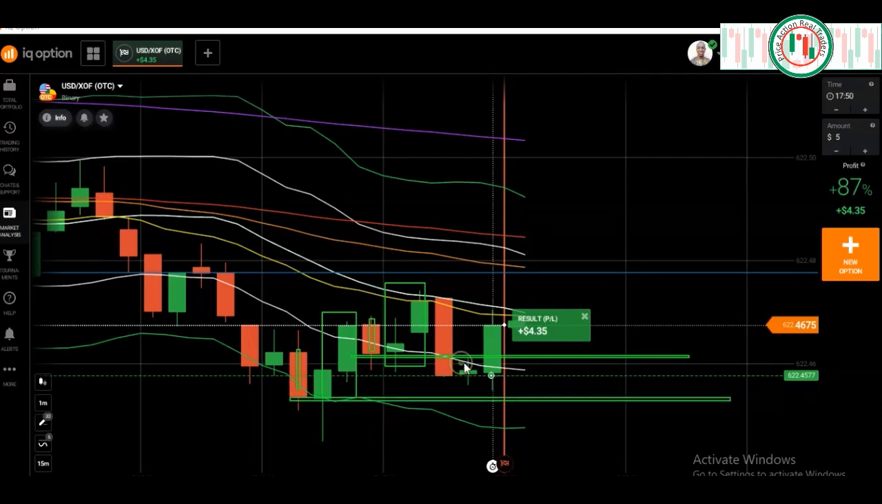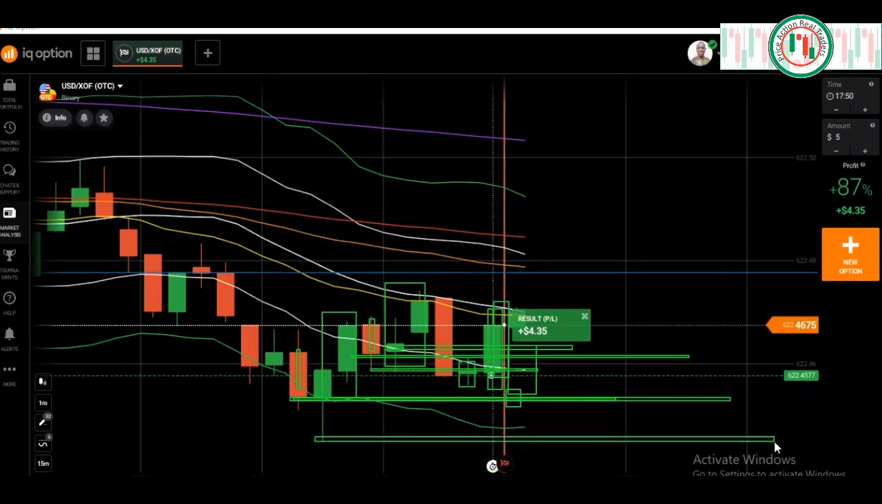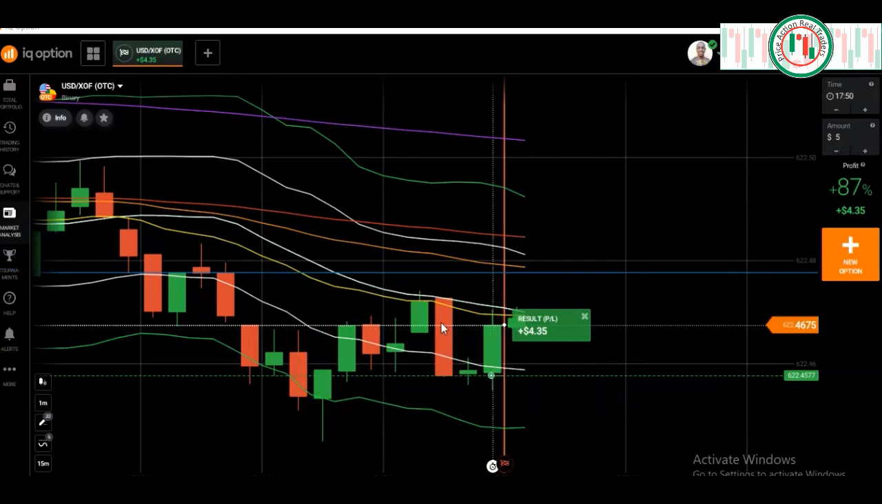So if you see weak bias at the zone, then you should expect strong bias. If you see bias here, you should expect sellers. But if you see weak bias here, you should expect strong bias. So this is the zone. At this zone, this is the analysis of the engulfing zone strategy.